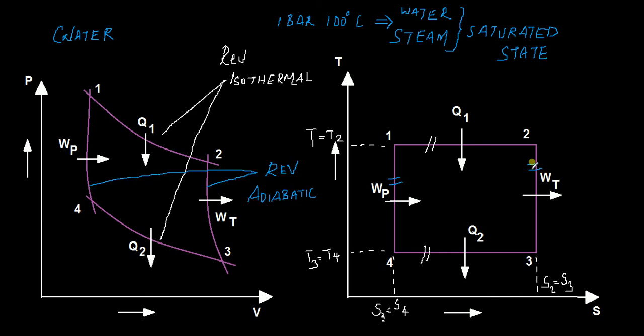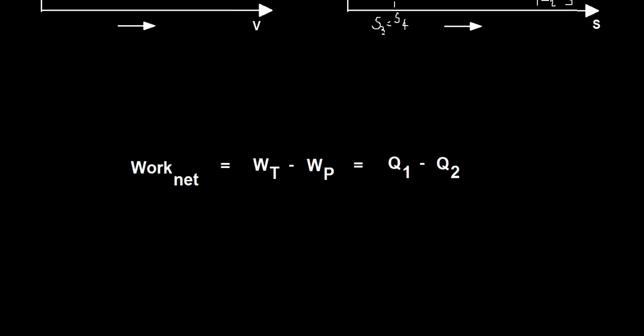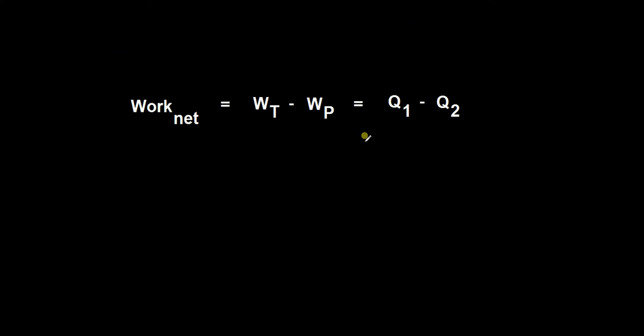And because there is no heat transfer here or here, whatever heat is transferred into the system will be equal to whatever work is transferred through the system. There is no work transfer here, only heat addition in these two processes, and there is no heat transfer here, only work transfer in these two processes. And therefore we can say the net work of a Carnot cycle is equal to net heat transfer. That is, turbine work minus pump work will be equal to Q1 minus Q2.